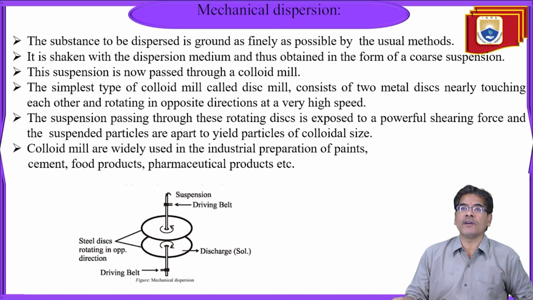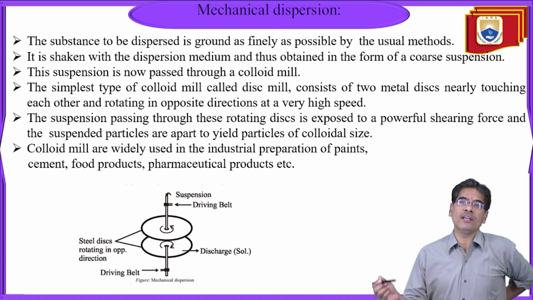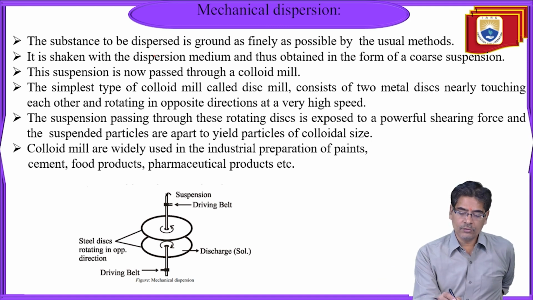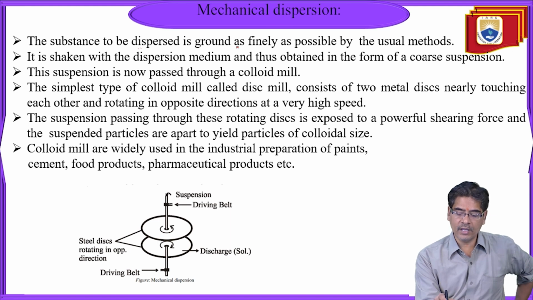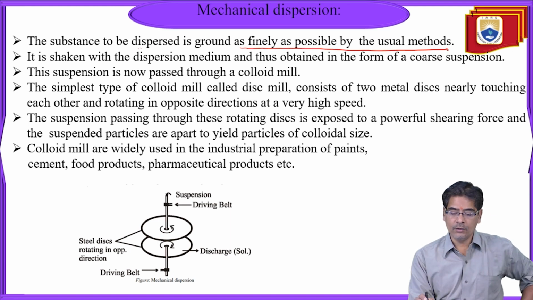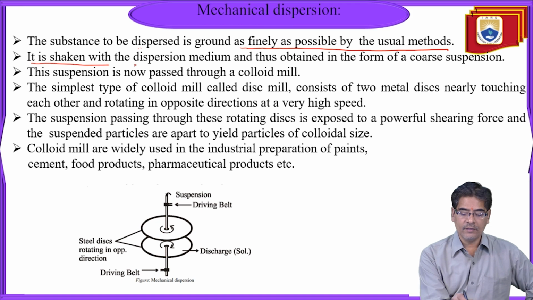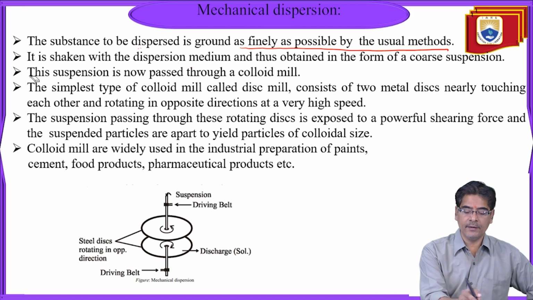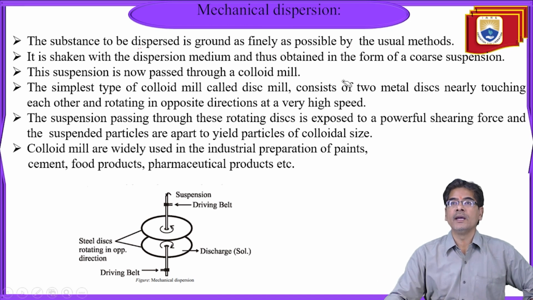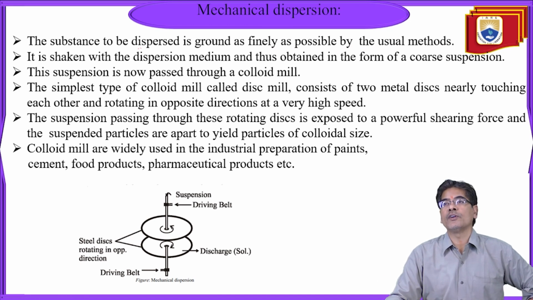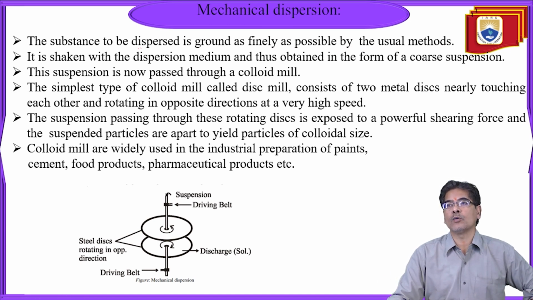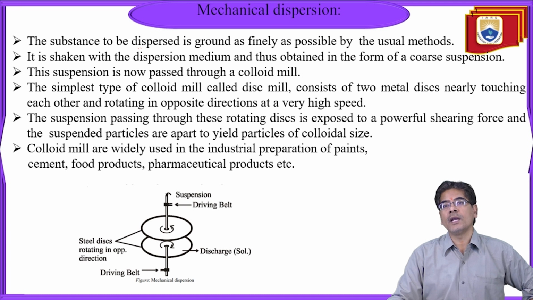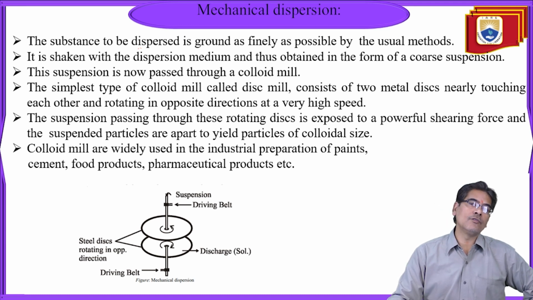is ground as finely as possible by the usual method. It is shaken with the dispersion medium, and thus obtained in the form of a coarse suspension. This suspension is now passed through a colloid mill. The simplest type of colloid mill, called a disc mill, consists of two metal discs.